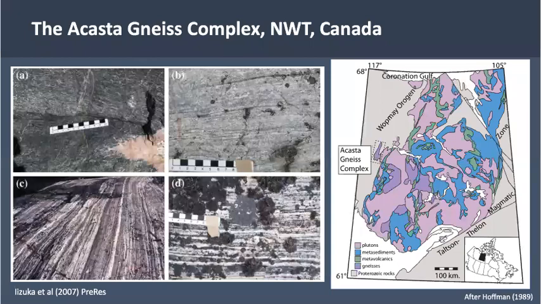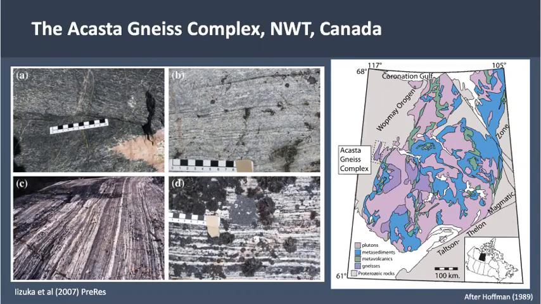Another place with old continental crust is the Acasta Gneiss complex, which is located in the Northwest Territories in Canada, which you can see in this inset map down here. I'm showing here a map of the Slave craton, which is where the Acasta Gneiss complex crops out. It's here on the western margin, a tectonic window exposed in a Proterozoic orogen that has overridden the edge of this craton.